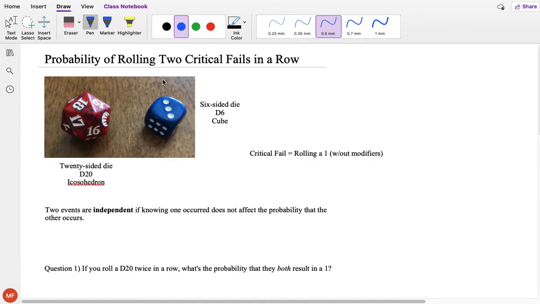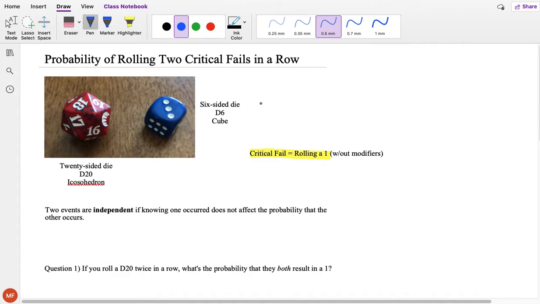What's the probability of rolling 2 critical fails in a row? First of all, what is a critical fail? A critical fail is when you roll a 1. Now that is without any sort of modifiers. So if you are playing a game where you get to add or subtract something from your roll, a critical fail is when you roll the 1, and that's before you add or subtract anything from it.